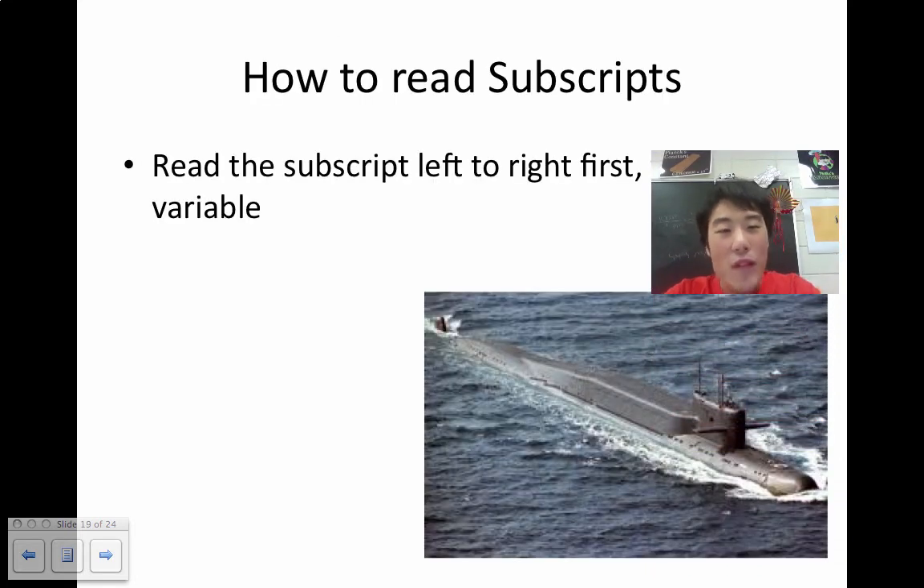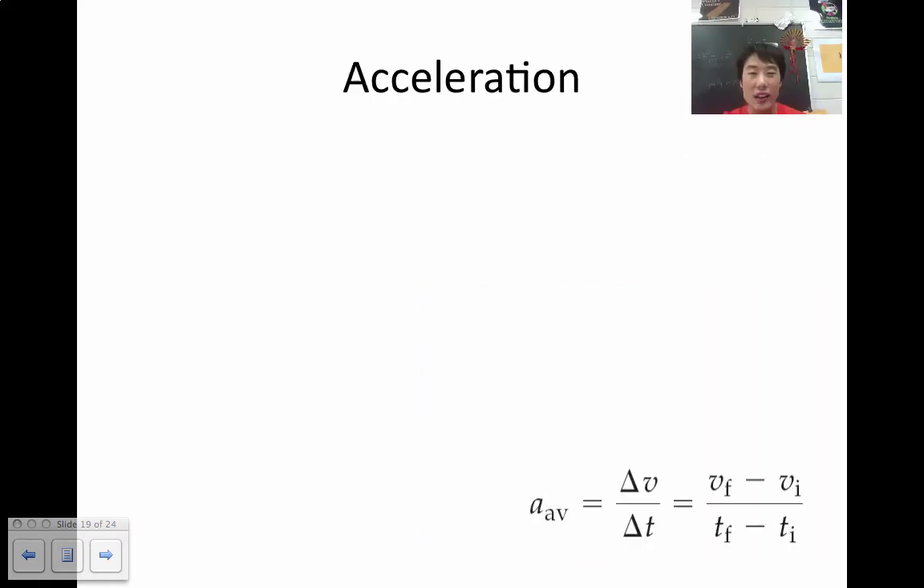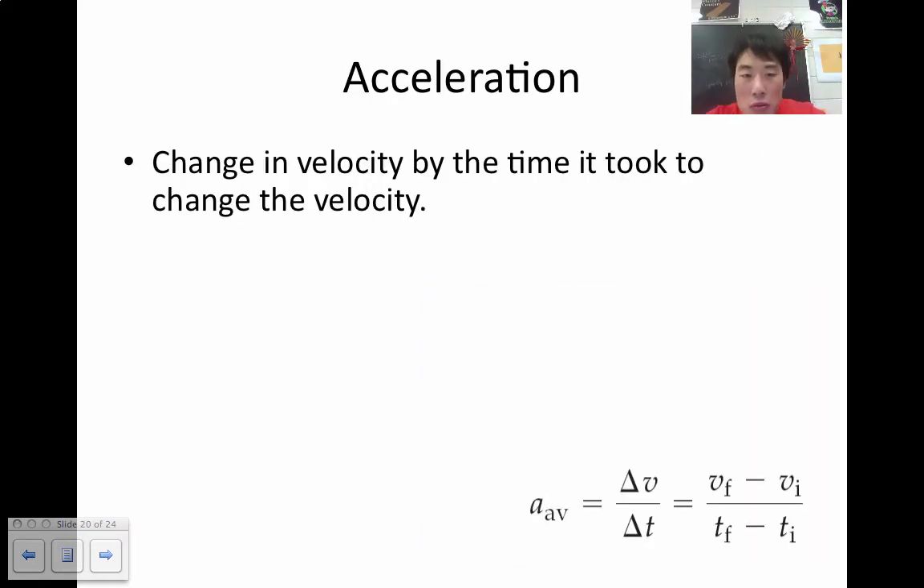When you read a subscript, read the subscript left to right first. Then you will read the variable. For example, V sub F of X, you read the F X first, so final X velocity.